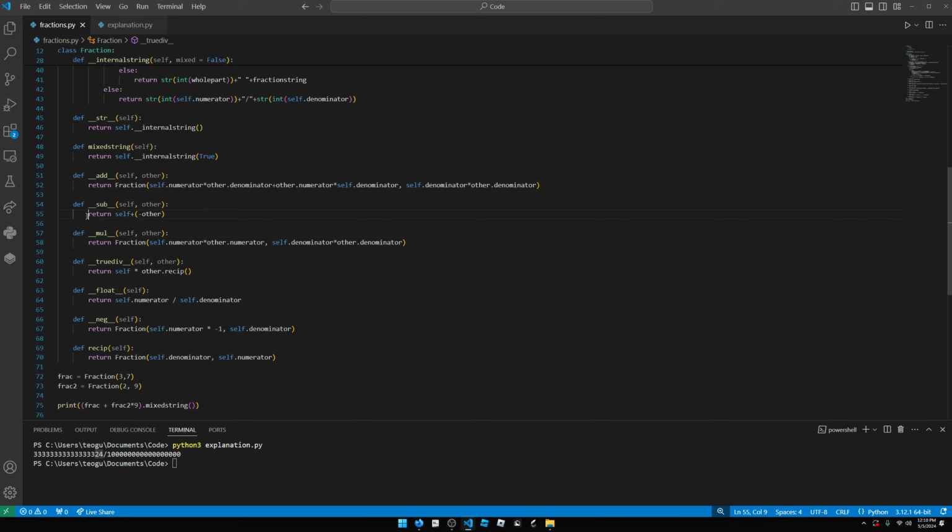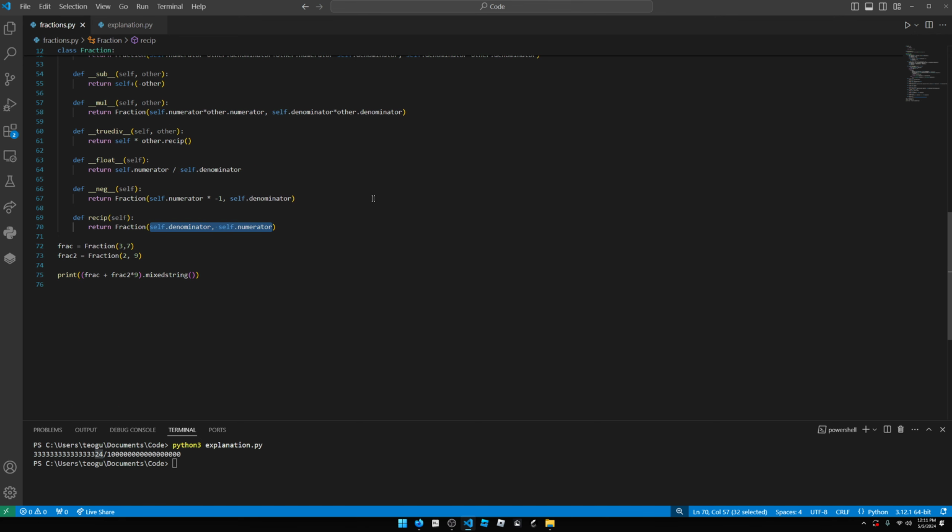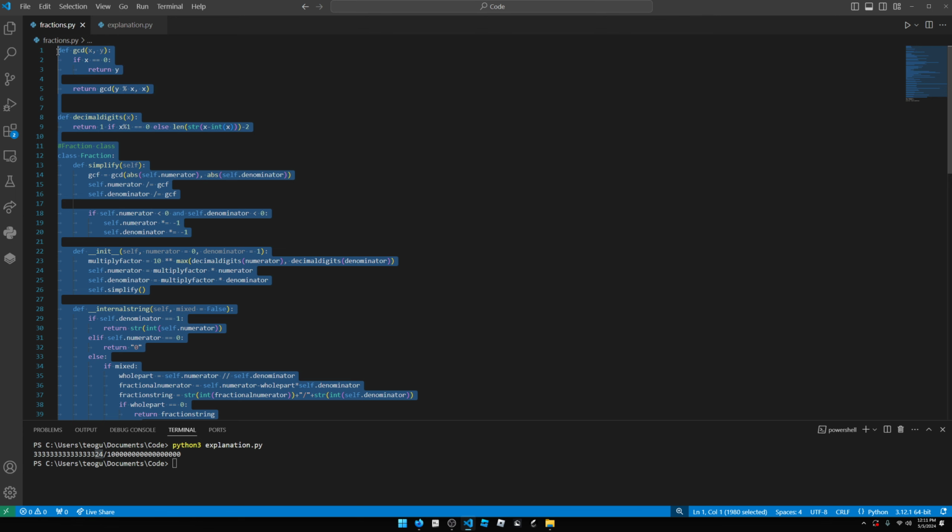True div. So it's just division. Python just calls it true div for some reason under the scenes. So it's the original fraction times the other's reciprocal. That's how dividing works with fractions. And float just returns the numerator divided by the denominator as a float. Reciprocal just switches the denominators and numerators, so it's simple. So yeah, it's some pretty compact code, 70 lines, and it has pretty good functionality.